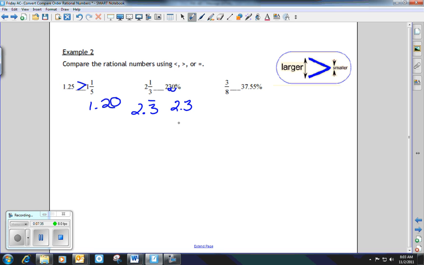They're the same, so I have to look at the 100th spot, but right now there's nothing there. Well, if I were to fill in the 100th spot, on the 2 and 3/10 I would fill in a 0, but on the 2 and 3/10 repeating, that repeating bar means that a 3 is going to go in this spot instead of a 0, because the 3 repeats forever. Okay, so now when I look at the 100th spot, this 2 and 3/10 repeating is larger than the 2 and 3/10 not repeating. All right, I want you to do the 3/8 on your own.